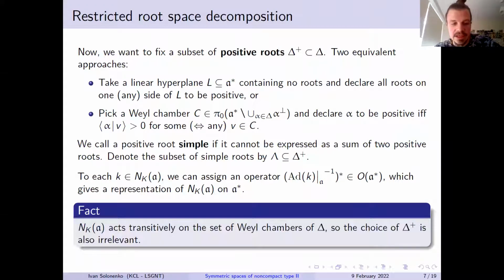The fact is that this normalizer acts transitively on the set of Weyl chambers in delta, and we'll substantiate it later on. So if you pick any other subset of positive roots, then your subset of positive roots differs from my subset of positive roots by some element of the normalizer of A in K, and therefore these choices are equivalent. So again, neither choosing A nor choosing the subset of positive roots matters. It's all equivalent.